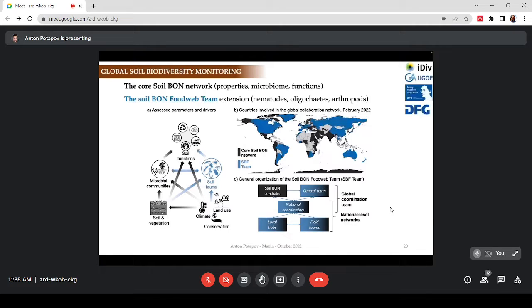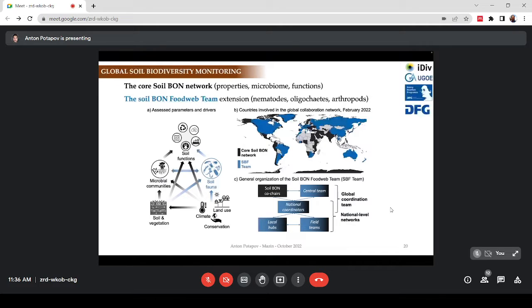And the organization is that we have the overarching coordination team, but on the national scale, we also encourage building interaction networks to do this research in collaboration. And the national coordinators then come together in global meetings and discuss the issues we have or the progress we make.